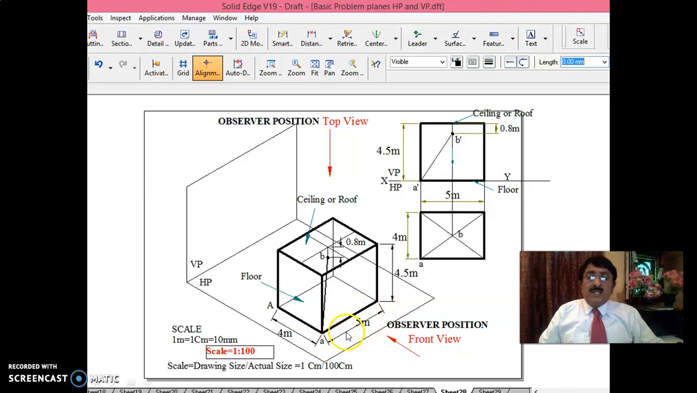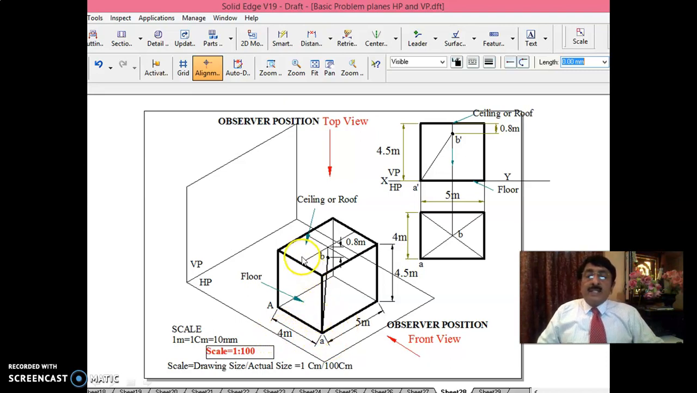Let us say the room measures 5 into 4 into 4.5, everything same. Front view is same, top view is same, everything is same. Okay, fan motor is also same. Instead of giving the true distance between one of the bottom corners and the fan motor, they'll give now the switch.